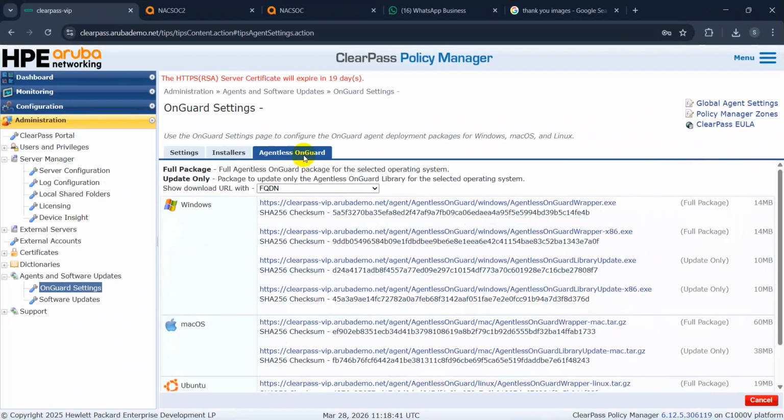So this is agentless. I'm talking about agentless now. Agentless NAC solutions do not require software to be installed on the endpoint.